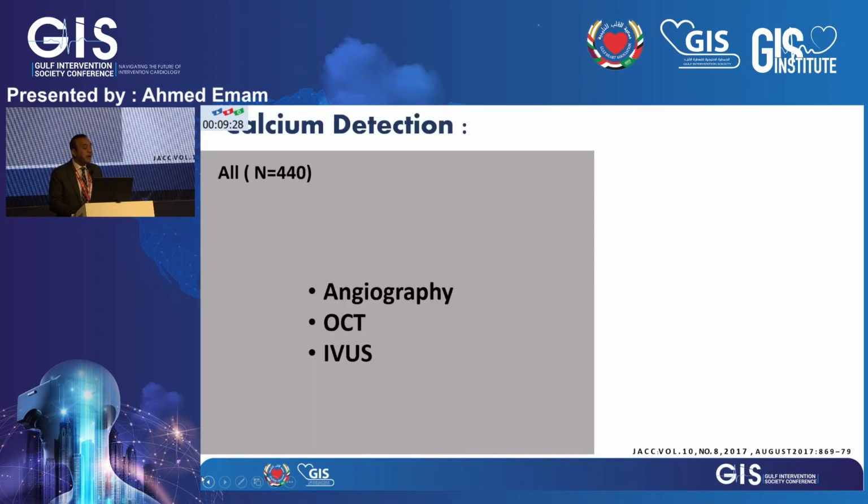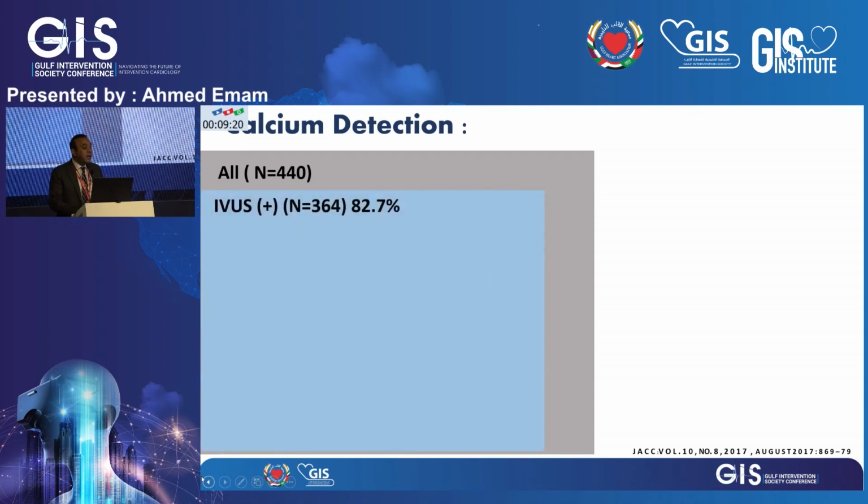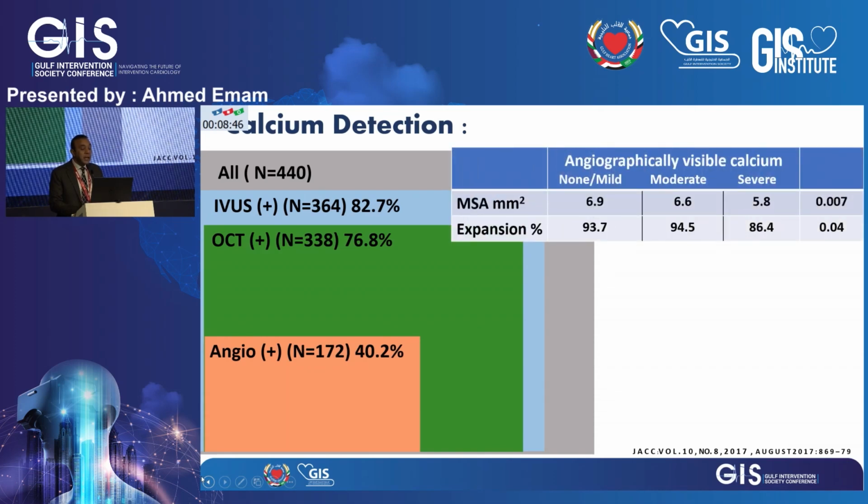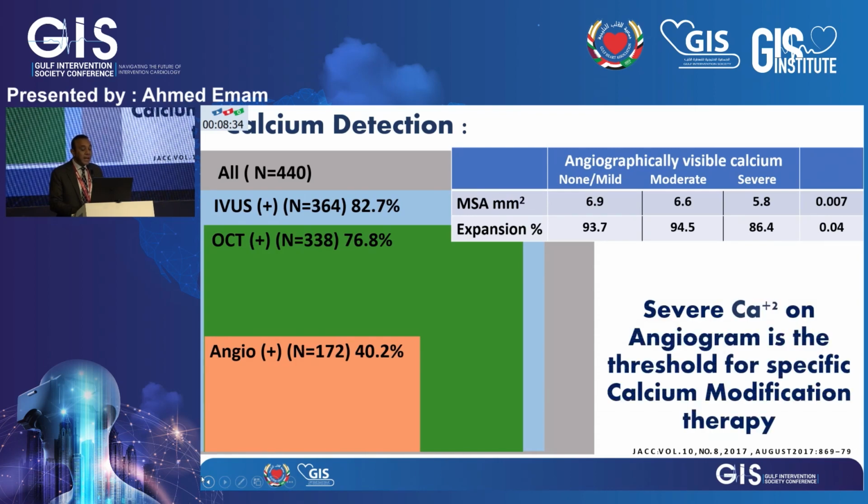This is a study in 440 patients where angiography, OCT, and IVUS were done to the target vessel. Calcium was identified by IVUS in about 83%, by OCT in 77%, and IVUS is more sensitive than OCT because it can detect deep calcification that is beyond OCT penetration limits, while angiography picks up to 40%. But here we may say it's only intravascular imaging to go with, but we need to see the whole picture. And the whole picture is here: mild and moderate calcification does not lead to stent underexpansion. Severe calcium seems to be a good marker for stent underexpansion. So again, severe calcification on the angiogram is our threshold for specific calcium therapy.